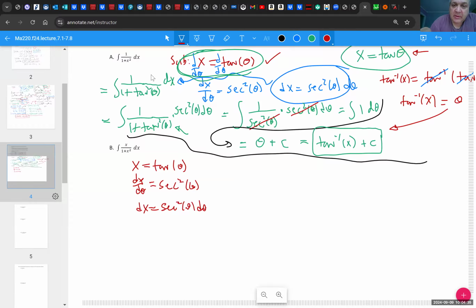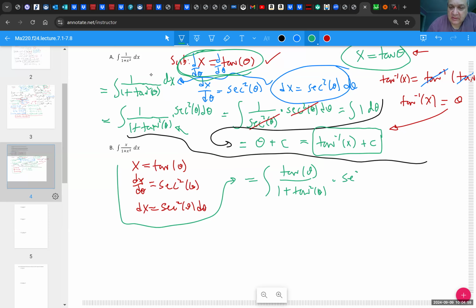Okay, so now we're ready to do the substitution. So this guy here, I'll put it over here, is equal to the integral. So x is on the top. We know x is tangent theta. We have 1 plus x squared, so 1 plus tangent squared theta. And then we have dx, and dx we know is secant squared theta d theta. So that's our substitution.